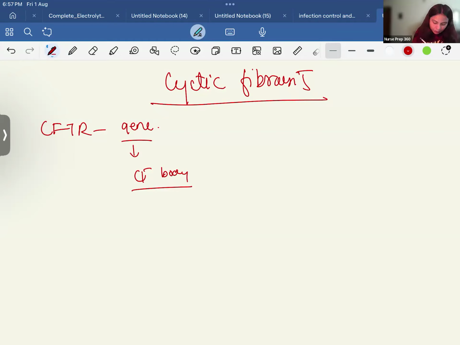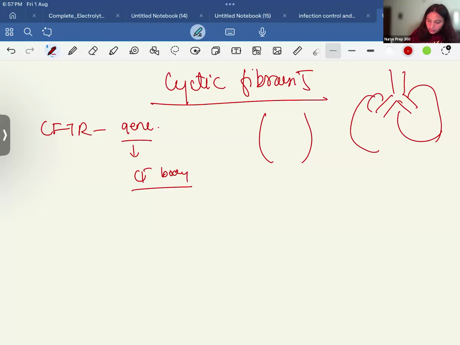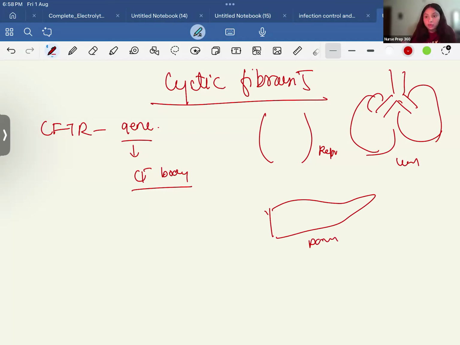So what happens in cystic fibrosis? Whenever there are secretions, for example vaginal secretions, there is a problem with your lungs, and we have a problem with our pancreas. So there are three organs: your lungs, your pancreas, and your reproductive organs, male and female both. Lungs get involved, pancreas gets involved, and the reproductive organs of male and female.